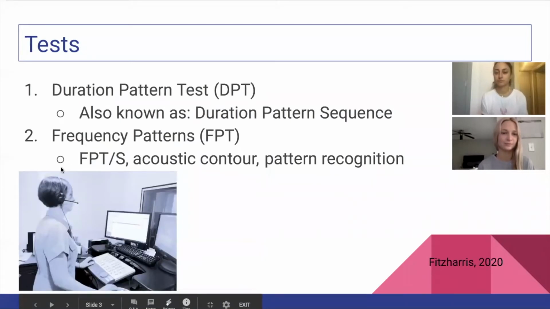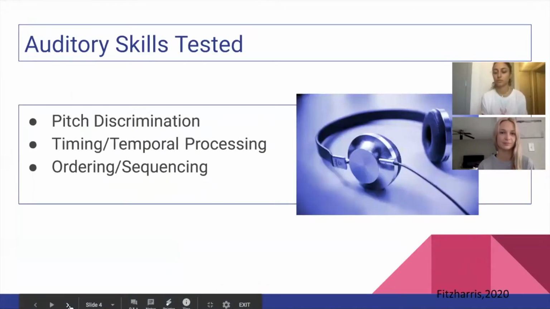First, I'm going to talk about the tests that we will be outlining in this presentation. The first one is the duration pattern test, or the DPT. It's also known as the duration pattern sequencing test. The second is the frequency patterning test, the FPT, also known as the FPT/S, the acoustic contour, and pattern recognition. So some of the auditory skills tested in these tests are pitch discrimination, timing or temporal processing, and ordering and sequencing.